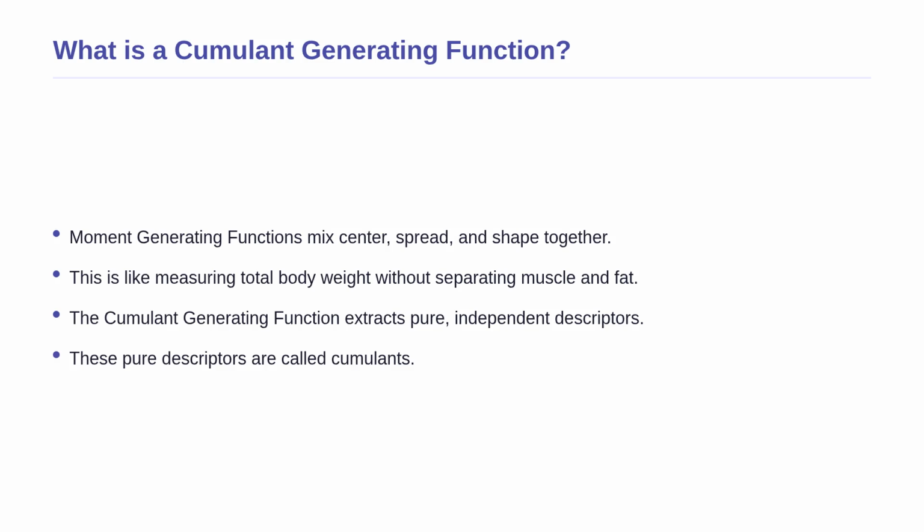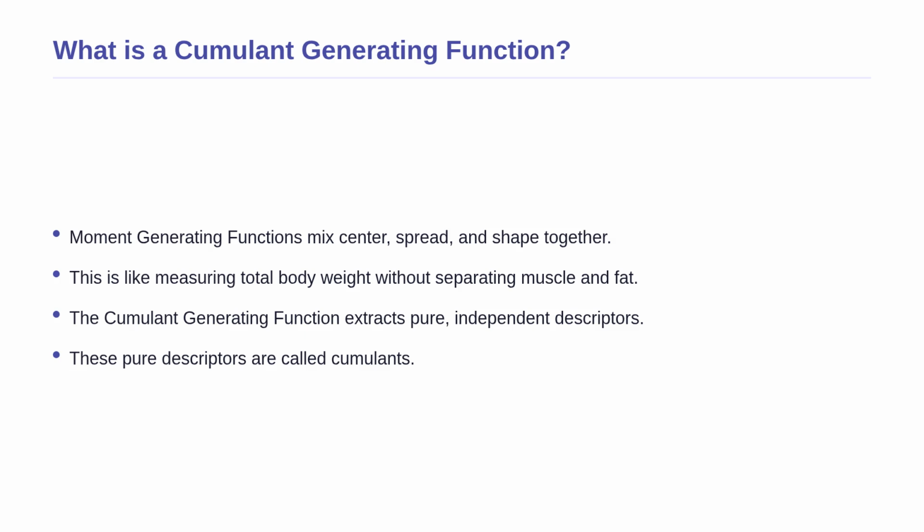Imagine you are trying to describe a person's physical fitness to a doctor. You could give them your total body weight, but that number includes fat, muscle, bone, and water all mixed together into one messy value. This is exactly how the moment generating function behaves in statistics. It gives you raw moments that mix the center, spread, and shape all together. The cumulant generating function solves this. It takes that tangled information and extracts pure, independent descriptors called cumulants, giving us a much clearer picture of our distribution.